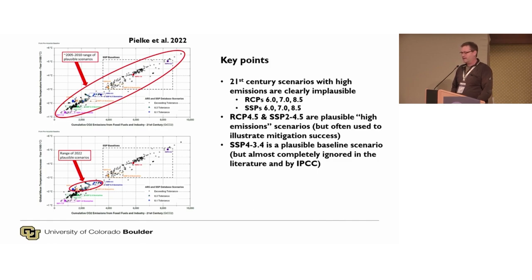RCP 4.5 and the SSP2 4.5 are plausible high emission scenarios. I know in the literature they're often used to represent mitigation success. Today I think we can say, based on this method, that they are in fact high-end scenarios. A business as usual or consistent with current policy scenario is a 3.4 watts per meter squared scenario. I will say that scenario is almost never studied by anyone.